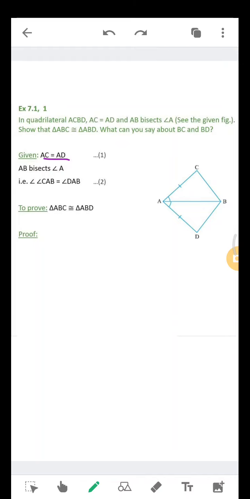So what can we take as the third equal part? I got two parts already, given in the question only. This side is equal to this side, and this angle is equal to this angle.